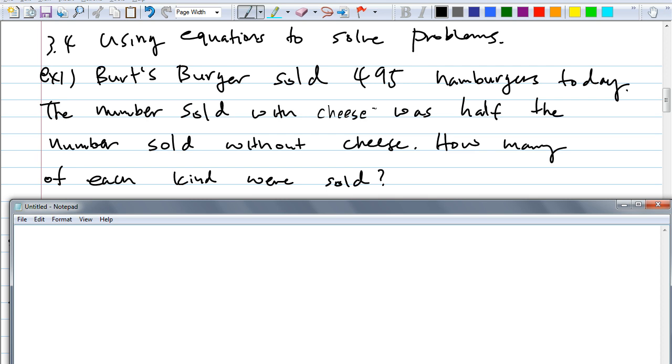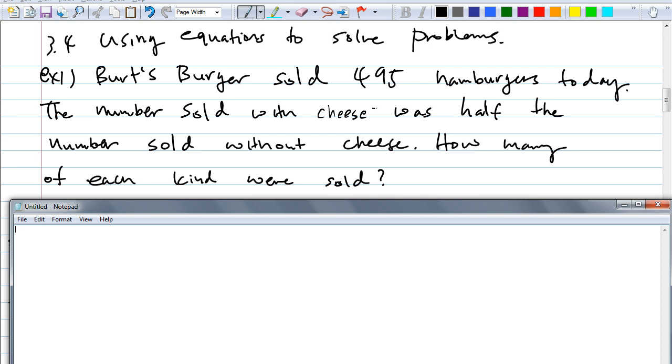Now, let's think about this. Remember when we declare our variable? First of all, which one was sold more, with cheese or without cheese? Are they both the same? It says the number sold with cheese was half of the number sold without cheese. So which one do we sell more of? Without cheese. So that means what was sold less? With cheese. Cheese ones are more expensive maybe, right? They charge you like 25 cents or something. So the number with cheese was sold less.